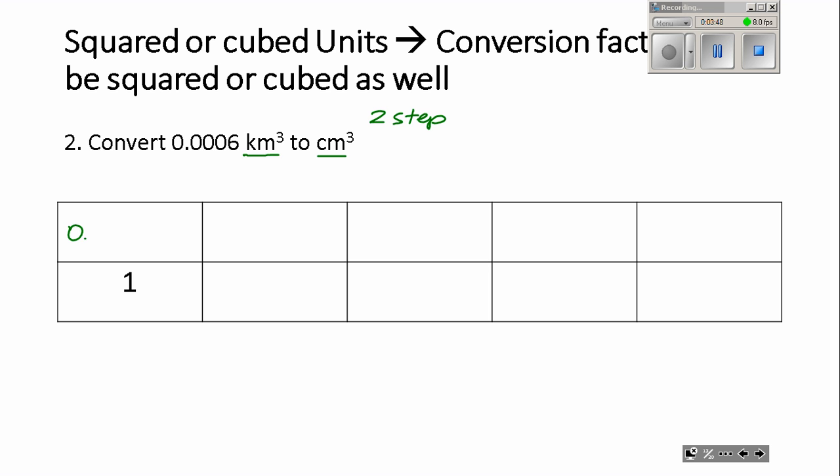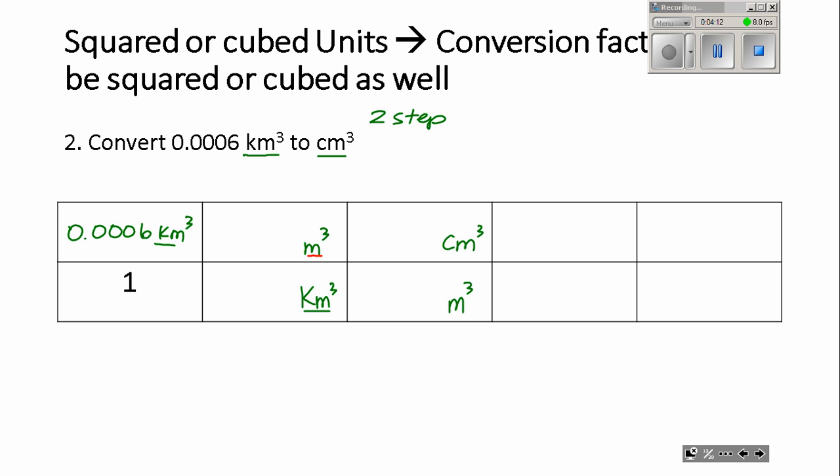Let's go ahead and fill in our starting point. We know we have kilometers cubed. And so let's think about together, what are we really trying to do? We're trying to get from kilometers cubed to our base unit of meters cubed, and then we'll have to go from meters cubed to centimeters cubed. Remember, every time I take this unit and it goes down to the bottom of the next step.